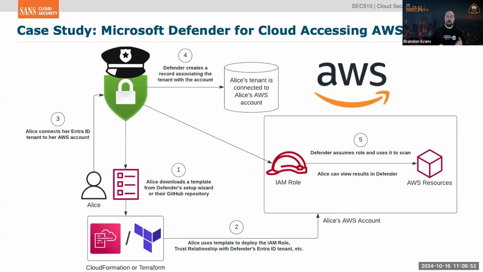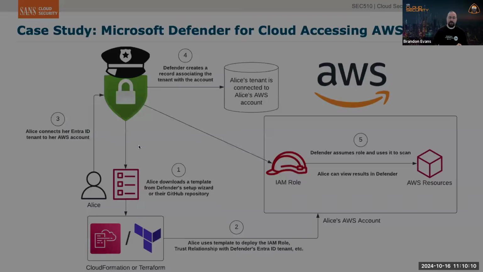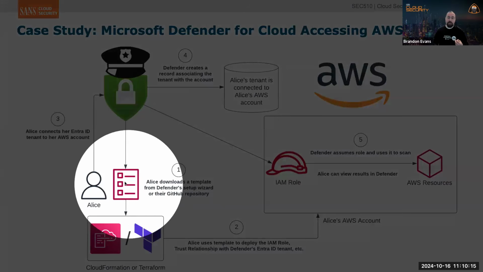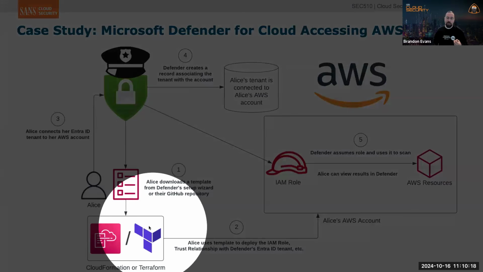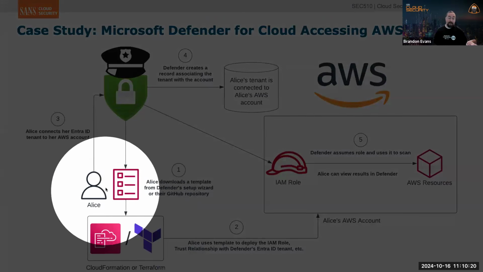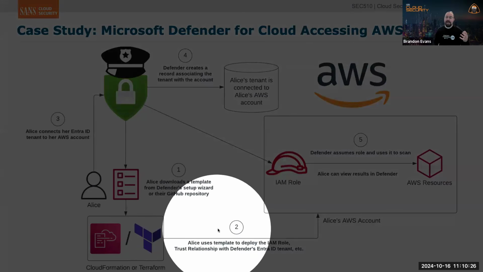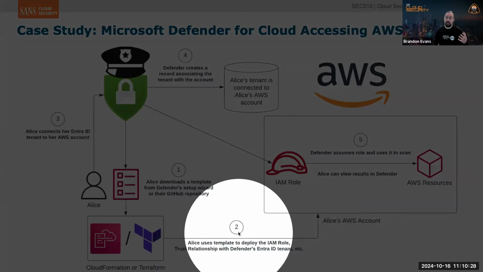So here's the diagram of how this is supposed to work. Now, I want to make a quick caveat about this because this particular vulnerability was before Microsoft Defender for Cloud provided a Terraform template directly through their wizard. So if you go to the Microsoft Defender for Cloud webpage right now and you want to set this up, you'll be presented with a template, either CloudFormation or Terraform, which you, in this case, Alice, is able to deploy in order to create the resources required in order to make this integration happen.